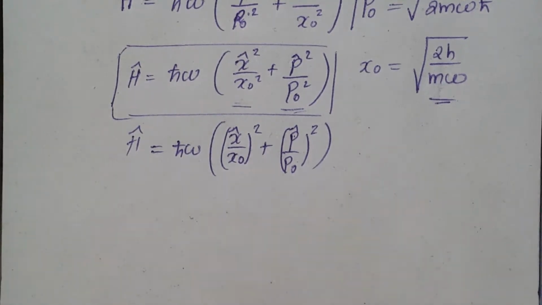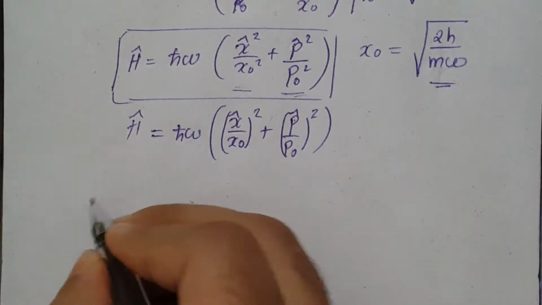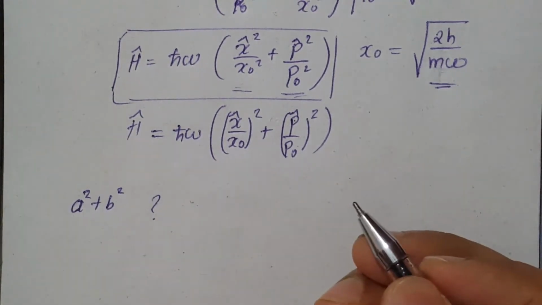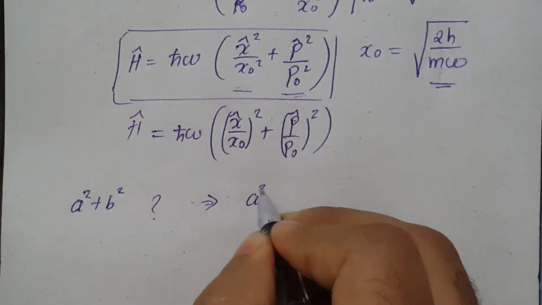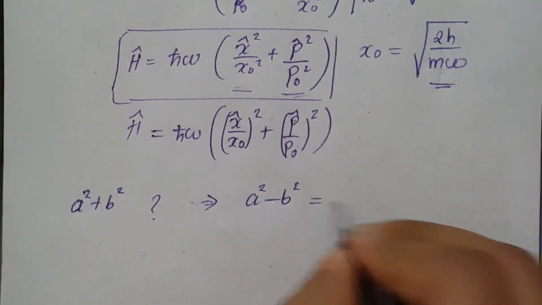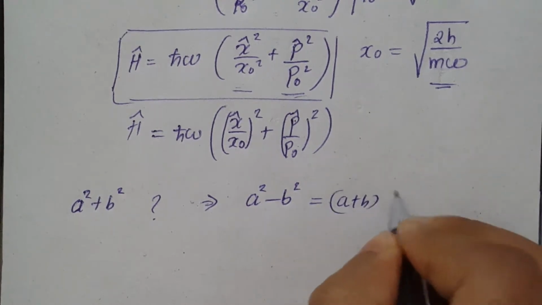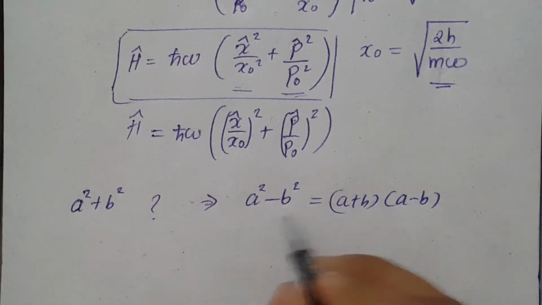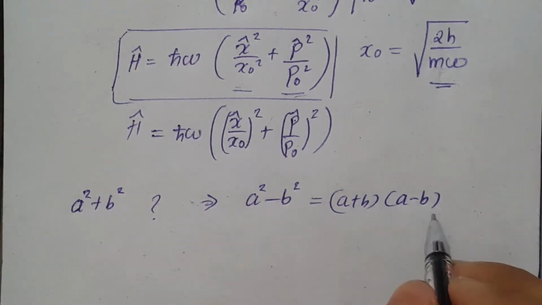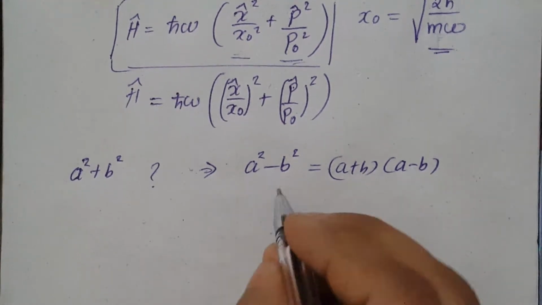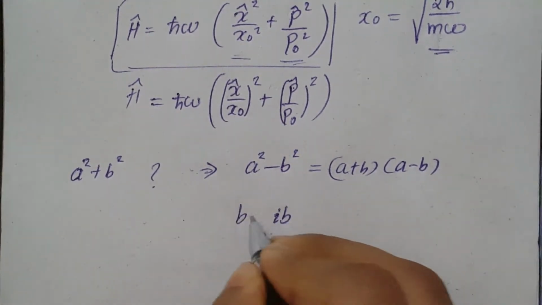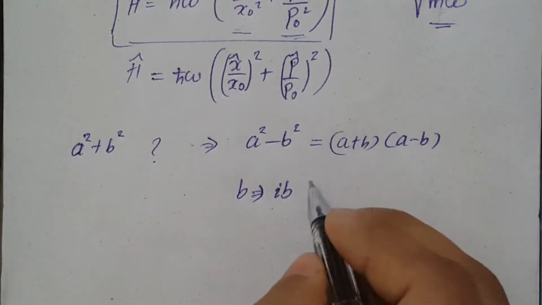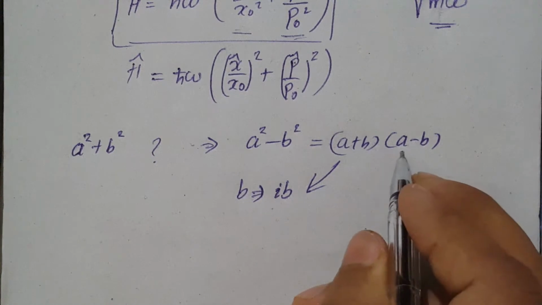Now when you see something like a square plus b square, what do you remember? Suppose you are seeing a square minus b square, then you will say this is equal to a plus b into a minus b, right? Now how can we get a square plus b square? Is there any way? Suppose instead of b, we have ib. What do we have in this expression if b was ib?